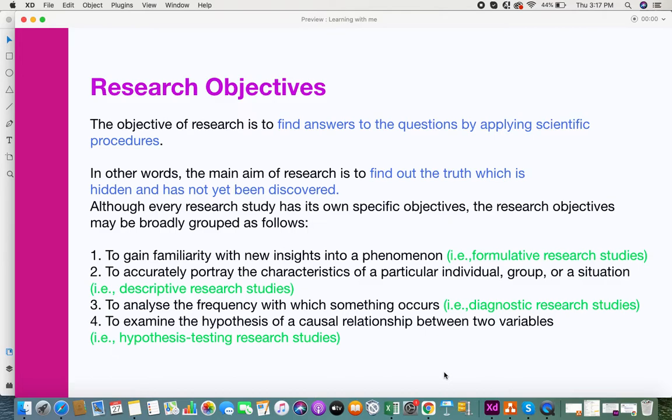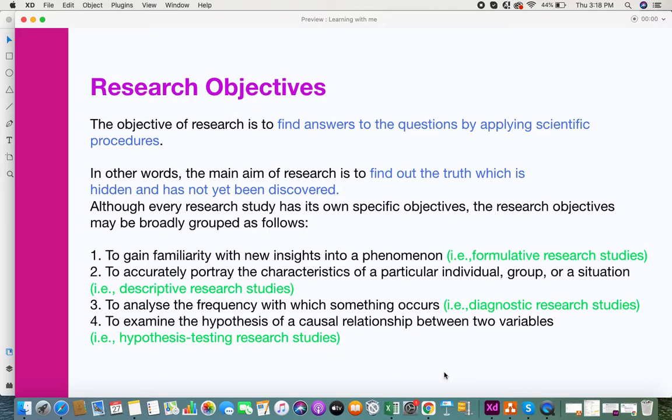The next one is to accurately portray the characteristics of a particular individual, group, or situation. So if I ask you to describe a process, or a particular customer, or a particular market, or a particular business, first of all you need to have a lot of information behind that. So doing research in order to accurately define something is what is called descriptive research studies.